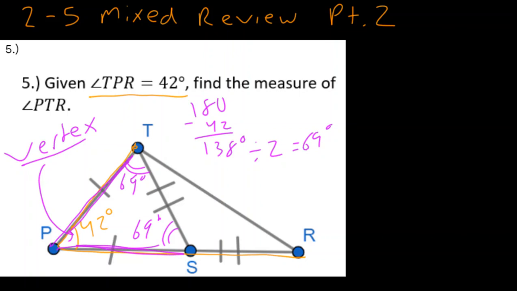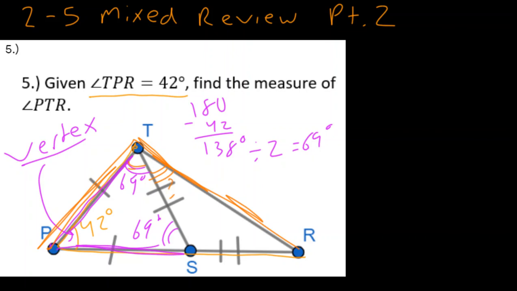Okay, now it says find the measure of PTR. So let me use a different color here to really denote that. We're going P to T to R. So we've got this portion right here, but we also need this portion. How big is that angle right there?